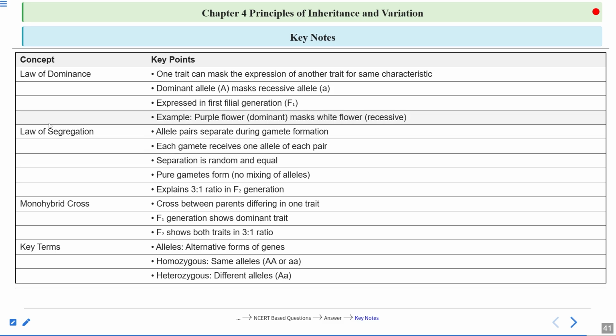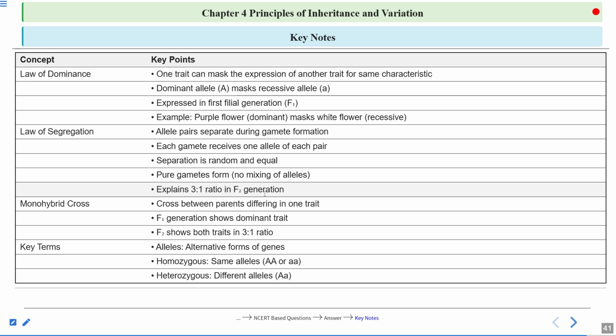Then he also gave the law of segregation. What is the law of segregation? Allele pairs separate during gamete formation, and each gamete receives one allele of each pair. This segregation is random and equal, and pure gametes are formed. There is no mixing of the alleles. Each gamete will receive only one allele.